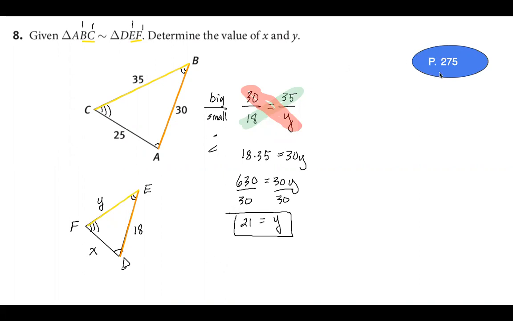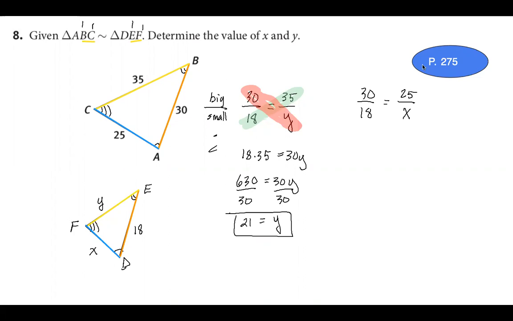Okay, let's find x. So that's going to be our last pair of corresponding sides. So CA corresponds to FB. So I'm going to create another proportion. I'm going to stick with 30 over 18. That is my scale factor. I'm going to set that equal to 25, the side length in the large triangle, divided by x, its corresponding side length in the small triangle.